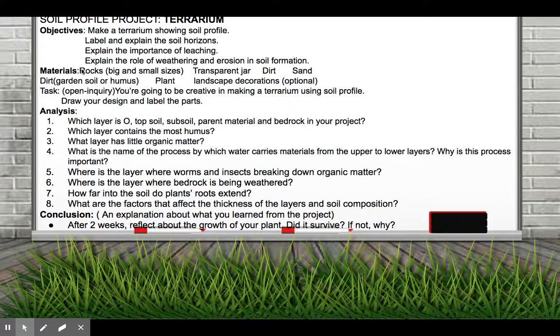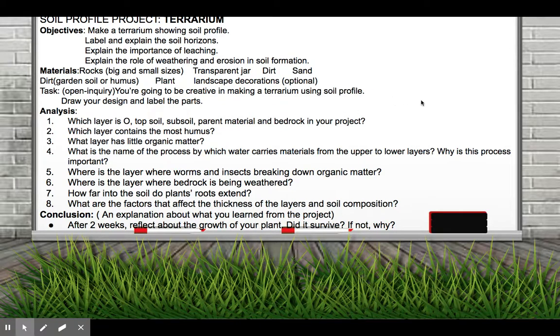Materials that you have to use are rocks, big and small sizes, transparent jar, sand, plant, or any landscape decorations that you want to add. This is optional, so you don't need to buy those stuff. You're going to draw your design and you have to label the parts.